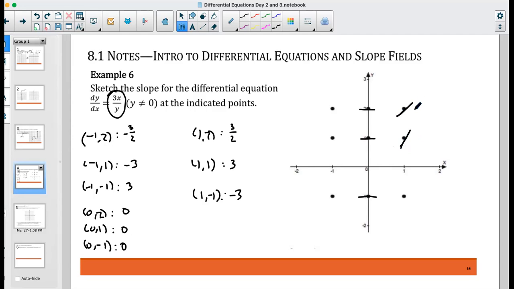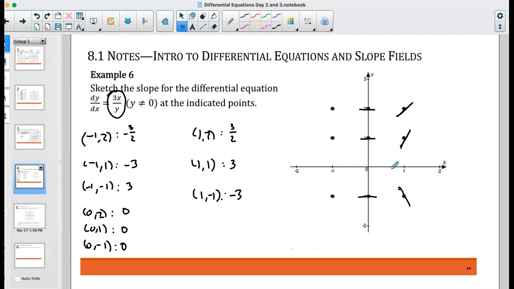Doesn't have to be exactly 3/2. That looks a lot more like 1 than 3/2 to me, but as long as it's not as steep as this one, you're in good shape. So if 1, 1 is +3, then 1, -1 should be -3. And whatever this one is, just draw it like the opposite, about the same slope, but going down.